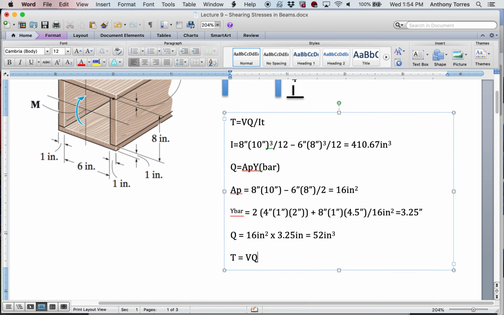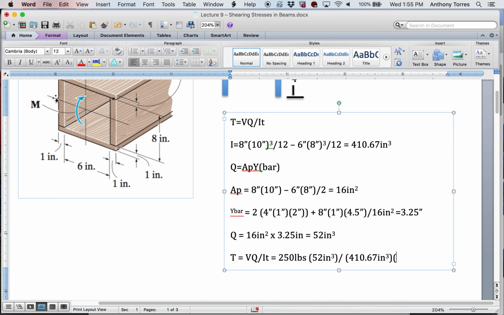Tau is equal to VQ over IT. The V I gave you in the problem statement up above, which is 250 pounds. The Q we just solved was 52 inches to the third. Oops, that's a second. All that is divided by the I, which we just previously calculated. Remember, it's the whole I, 410 plus 67 inches to the fourth. That's times the thickness.